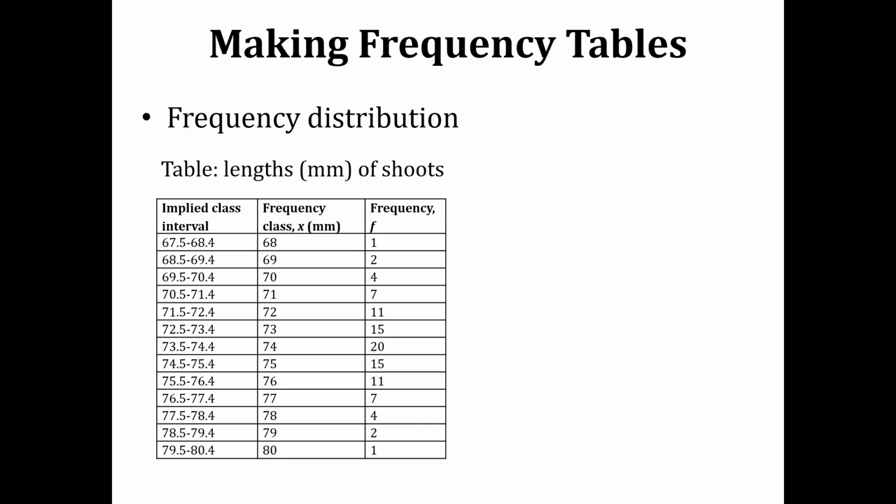So we have our grouped data, and this grouped data is presented in the form of a frequency table, and this frequency table represents the frequency classes in an order starting from the lowest frequency class to the highest frequency class, and it also shows the frequency of how many times these observations are repeated in our data.